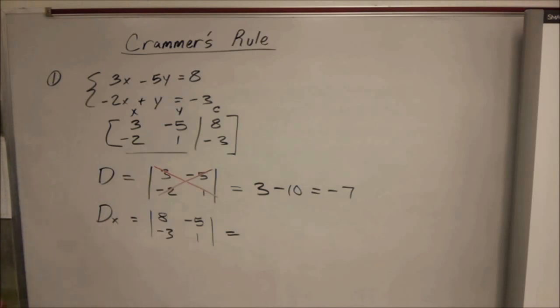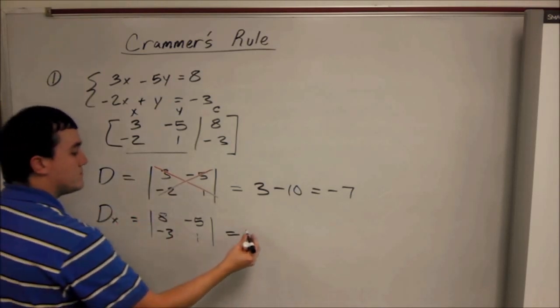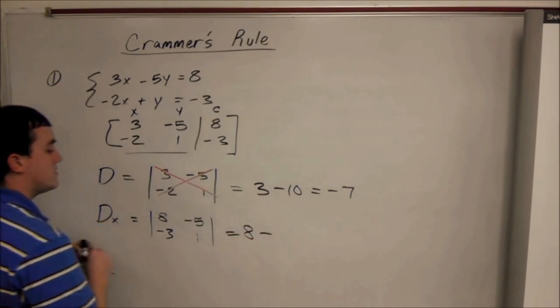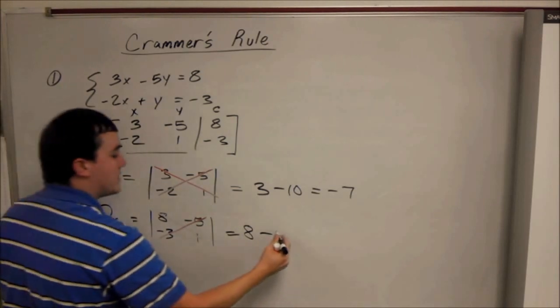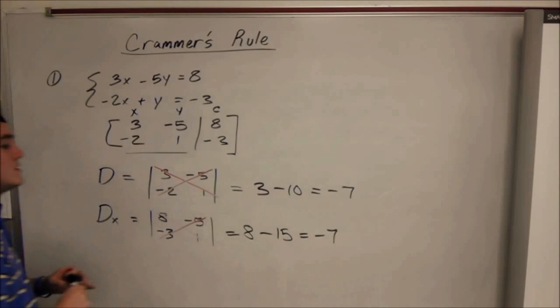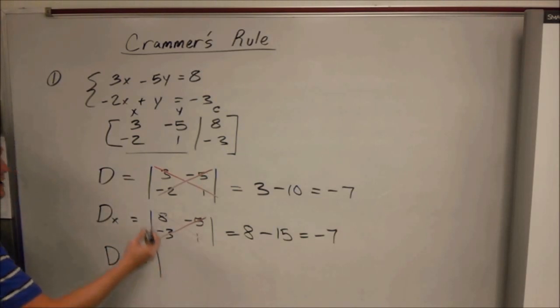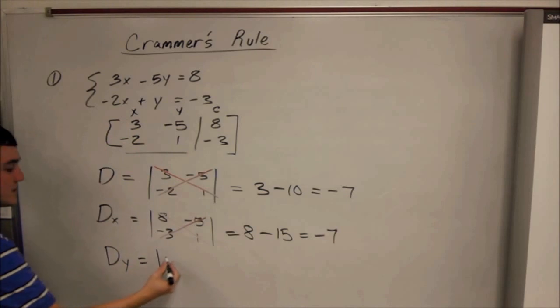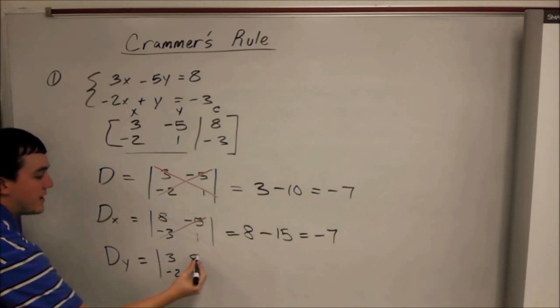Okay, so we have 8 times 1, which is 8, minus negative 5 times negative 3 is positive 15, which gives us negative 7. Alright, and then the last one, D sub y, same thing, just replacing the y column with our constant column. So we have 3 and negative 2 stay the same, and the second one becomes 8 and negative 3.